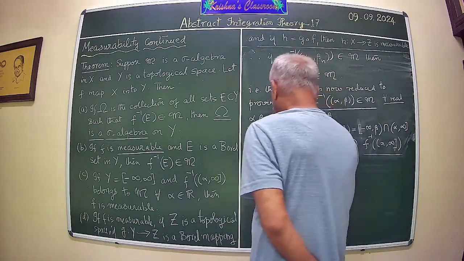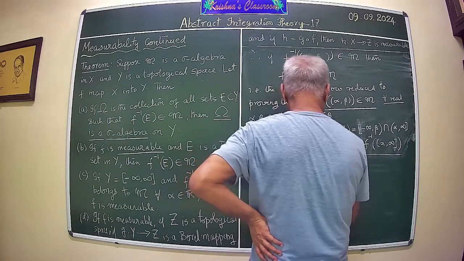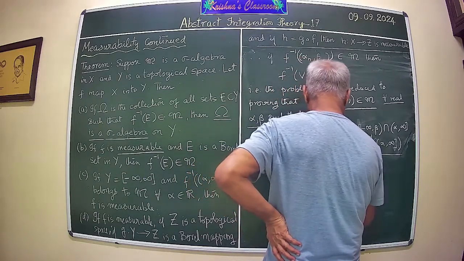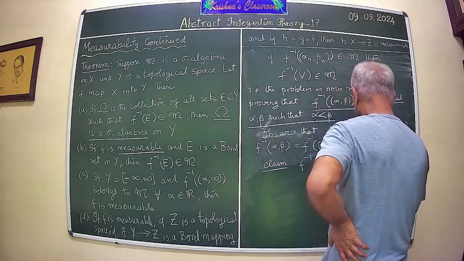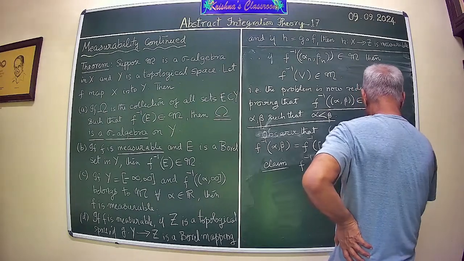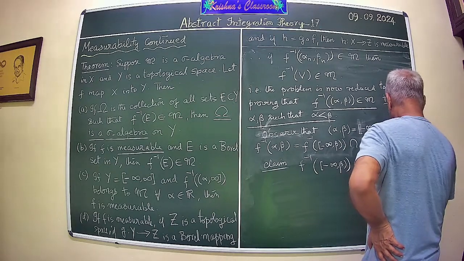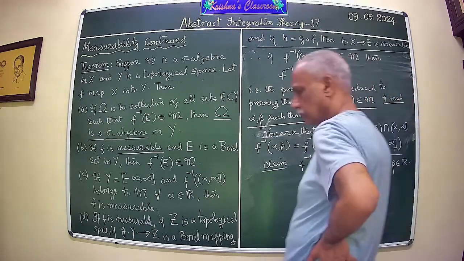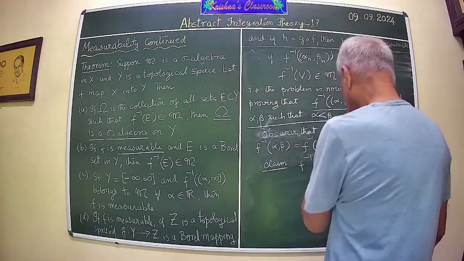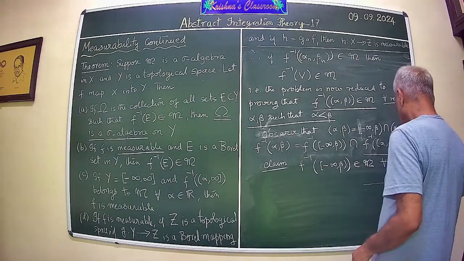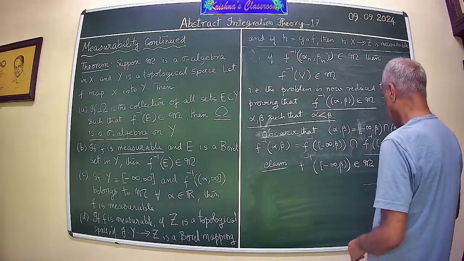So what we claim is this: F inverse of. How do we prove this? Okay. This is the real line. So you are talking about this set.